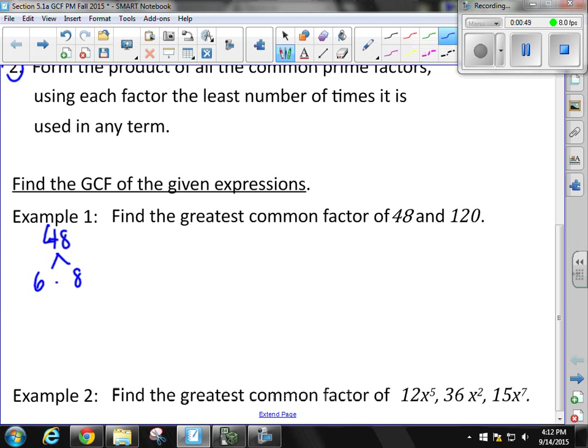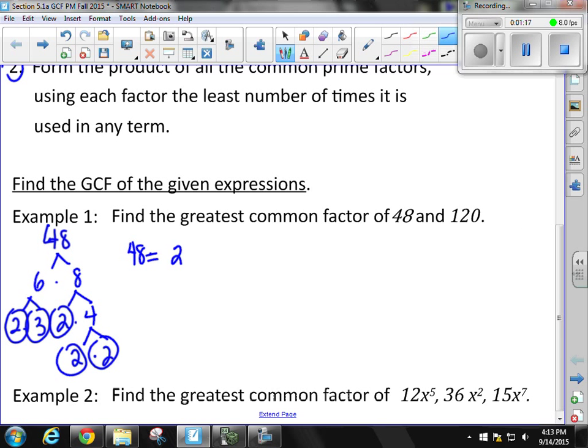Now 6 is not prime, so I can factor that as 2 times 3. 2 is prime and 3 is prime, so I'm going to circle them. 8 is not prime. 8 factors as 2 times 4. 2 is prime, I circle it, and 4 is 2 times 2. I circle every time I end in a prime, and there's nothing left to break down. 48 then can be written in prime factored form as 2 times 2 times 2 times 2 times 3. I had 4 factors of 2 there and a 3.